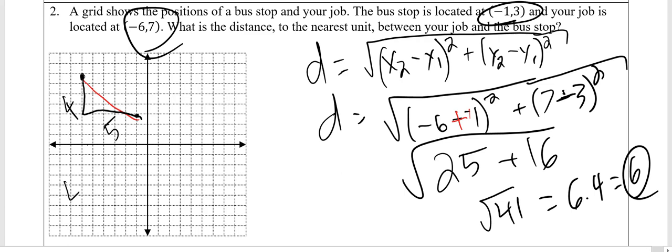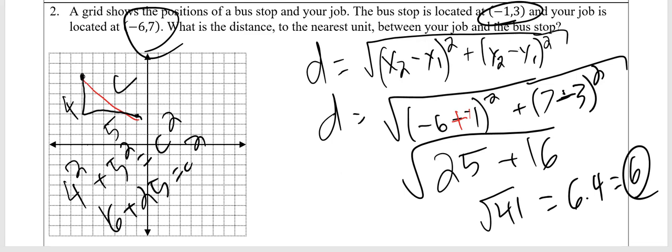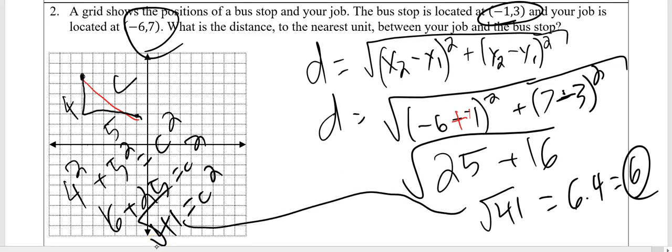I could take 4 squared plus 5 squared equals c squared. That's 16 plus 25 equals c squared. That'll be 41 equals c squared, and then the square root of 41. You can see I would still get the same answer.